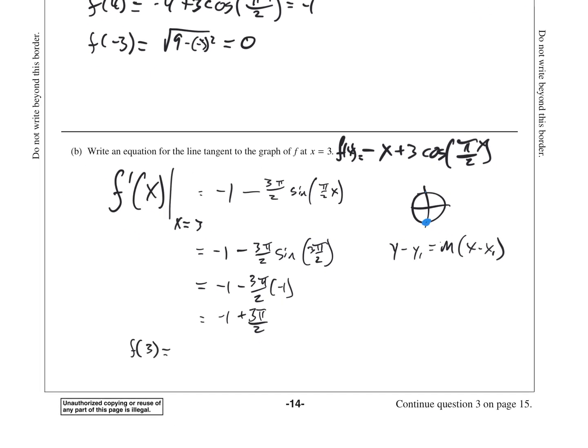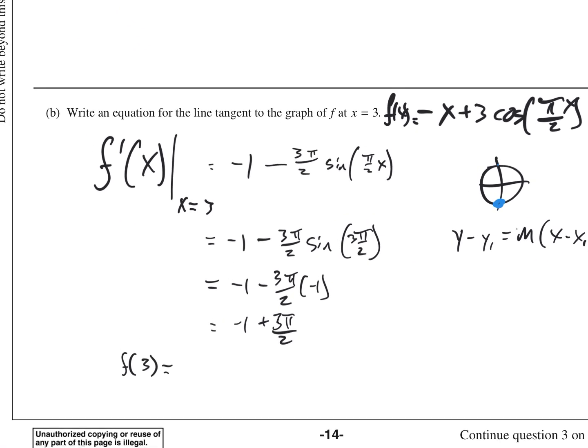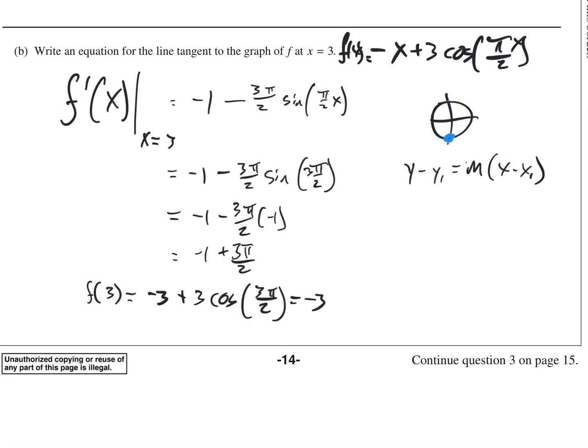Okay, again, we're always asking ourselves, what are we looking for? And then we ask ourselves, how do we get it? So we're looking for f of 3, so this is -3 plus 3 cosine of, plug in 3 for x, and so that'll be 3 pi over 2. And cosine at 3 pi over 2 is 0, so this is just -3. All right, so now we've got the point (3, -3).